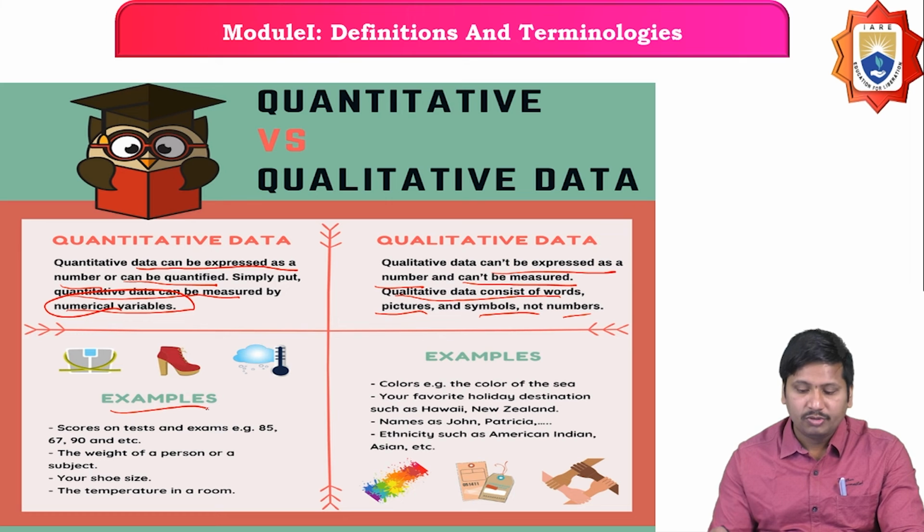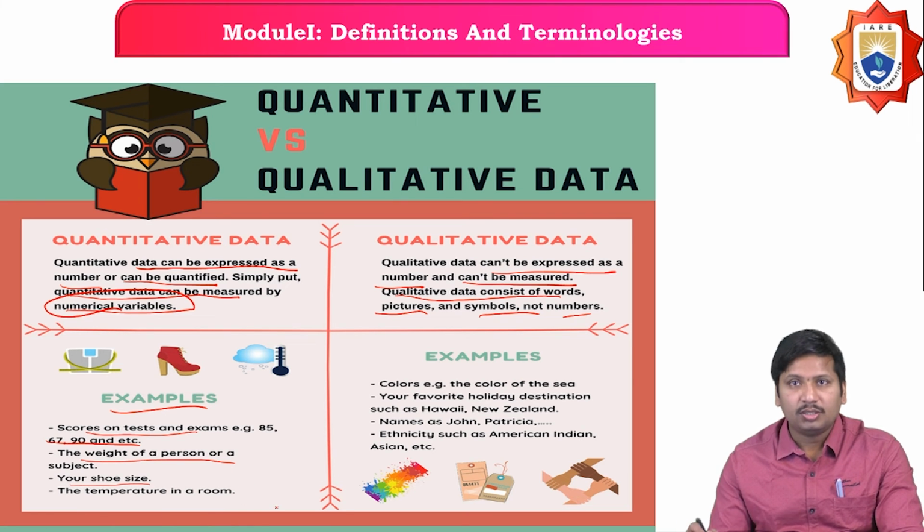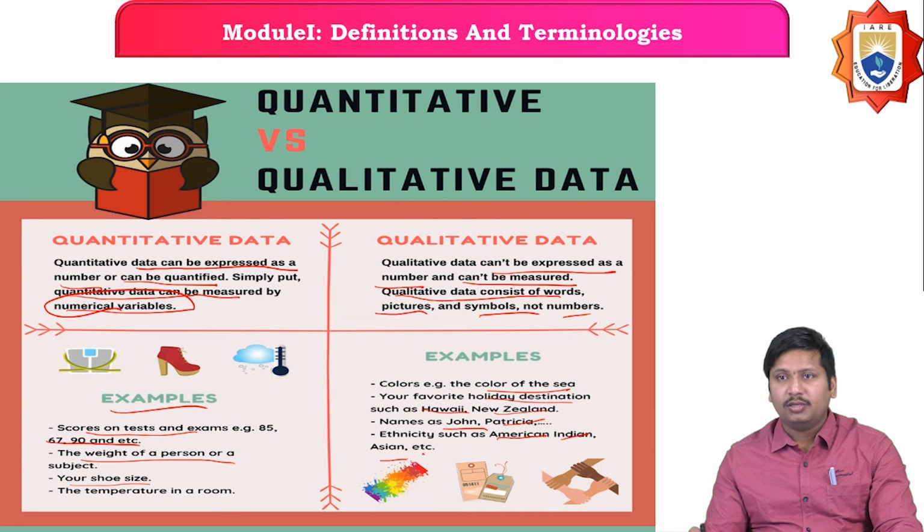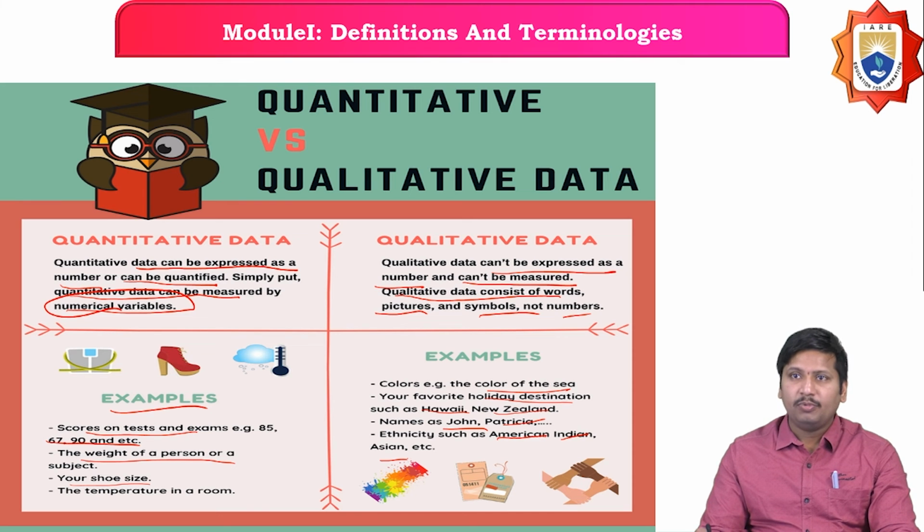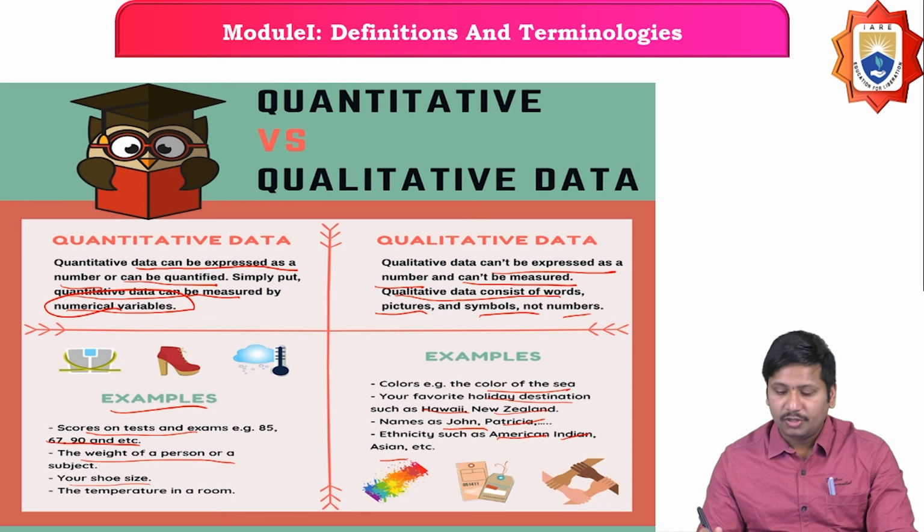Some examples of quantitative data are scores on tests and exams like 85, 67, 90, the weight of a person, shoe size, and the temperature in a room. These are some examples of quantitative data. And qualitative data means, here, the color of the sea, your favorite holiday destination like Hawaii or New Zealand, names such as John, Patricia, and ethnicity like American, Indian, Asian. That should be an example of qualitative data. So, the color of the sea, right?